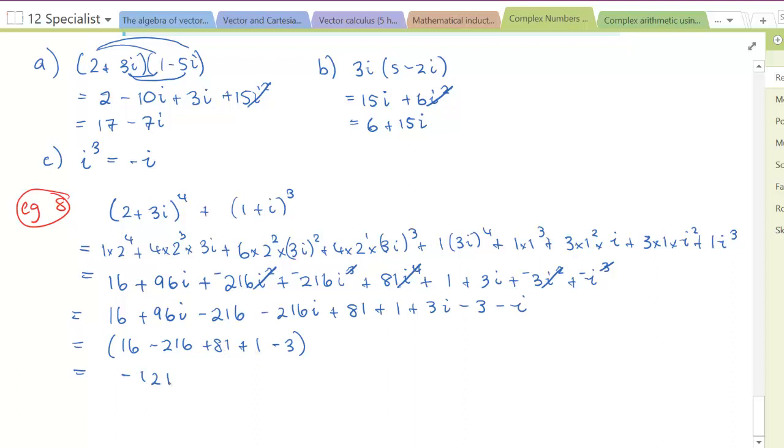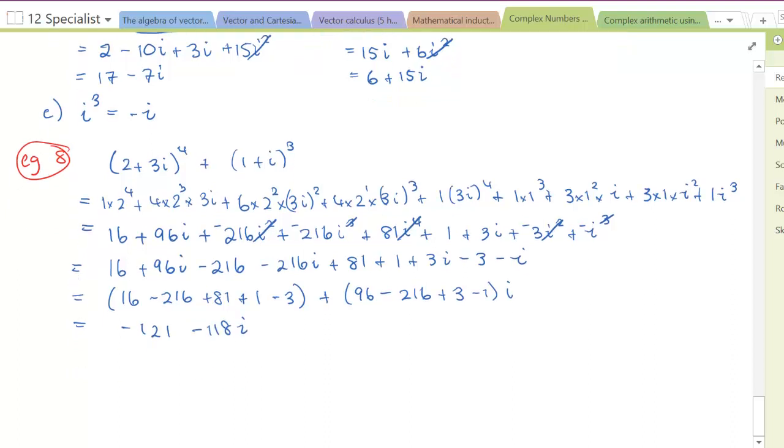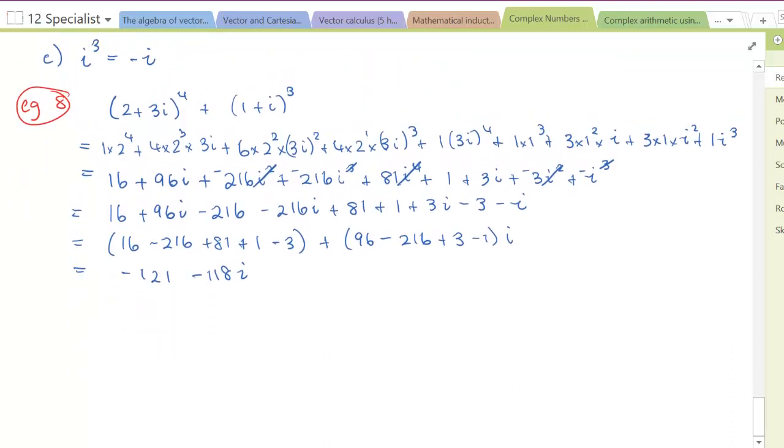And when we look at the imaginary, we have 96, subtract 216, plus 3, take 1, all in the i. There's 99, 98, subtract 216, which gives us negative 118. There we have it. We can see that it doesn't matter which power we raise it to, we always end up in that form, a plus bi.